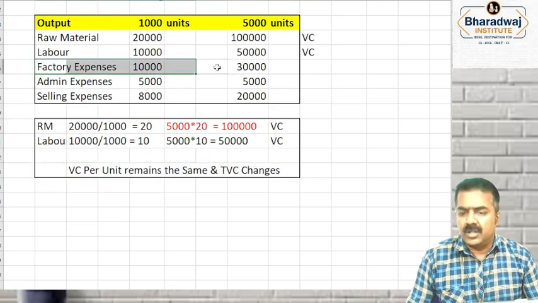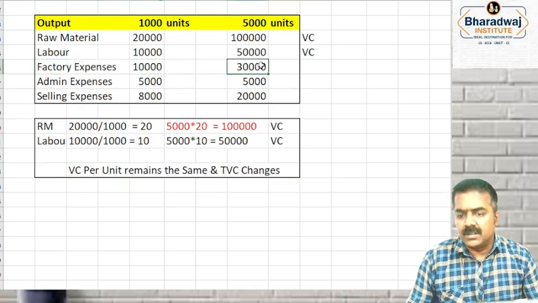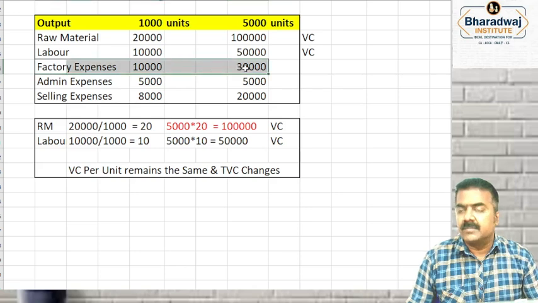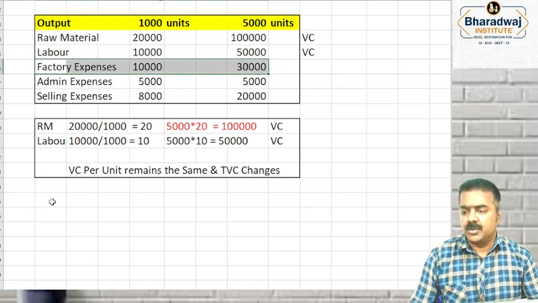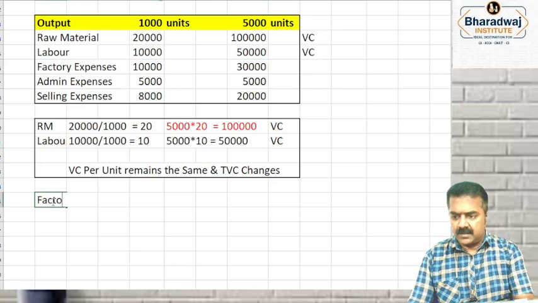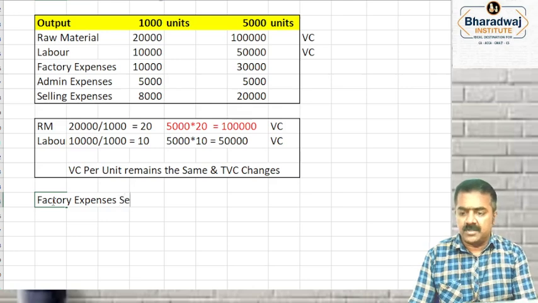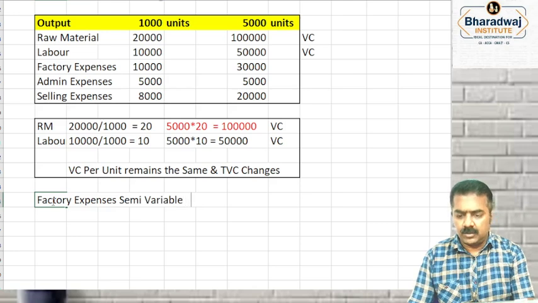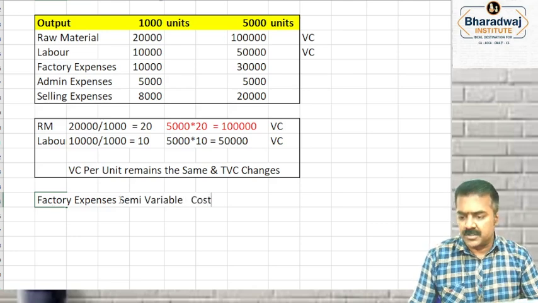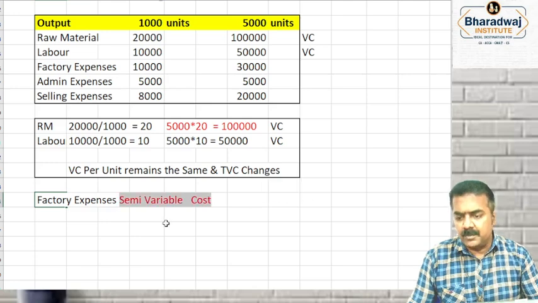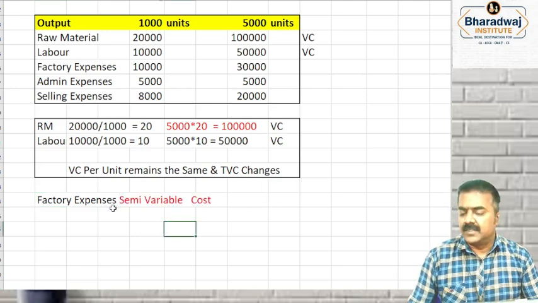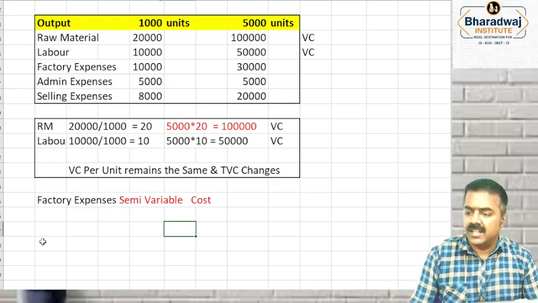Look at factory expenses. 10,000, 30,000. Is it changing by 5 times? It changed only 3 times. So factory expenses are changing but not totally changing. It becomes which cost? Semi-variable cost. Semi-variable cost will have 2 portions. What do you mean by 2 portions? There will be a fixed portion and there will be a variable portion.